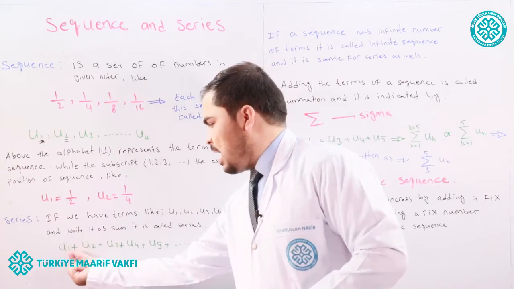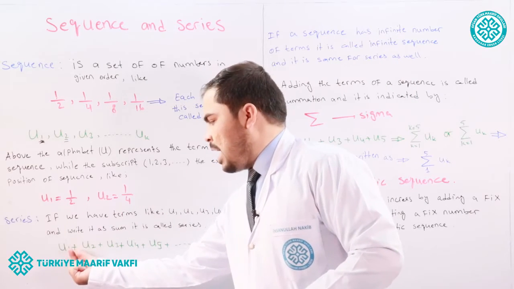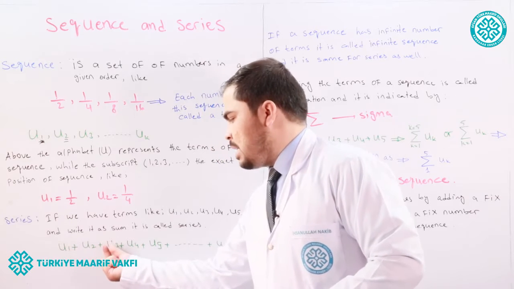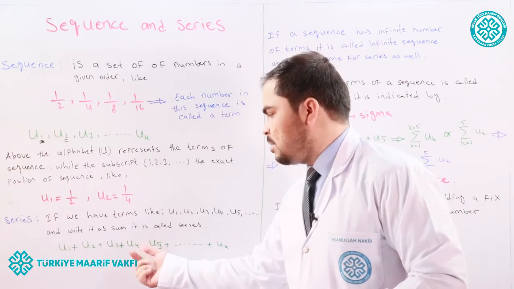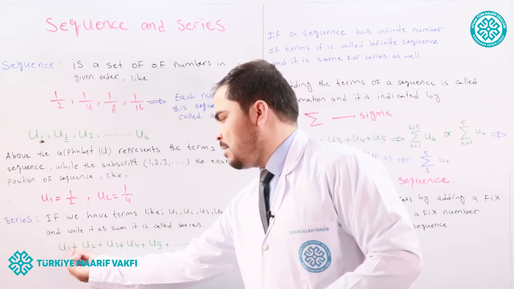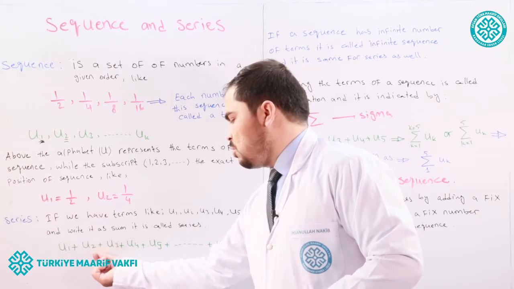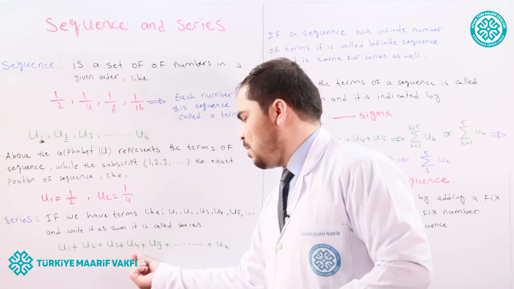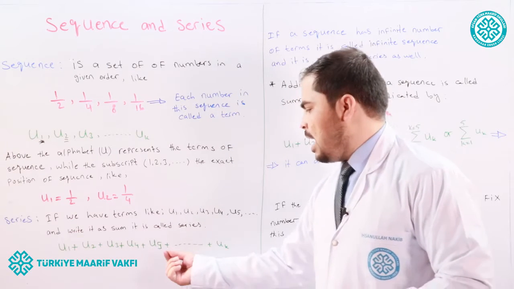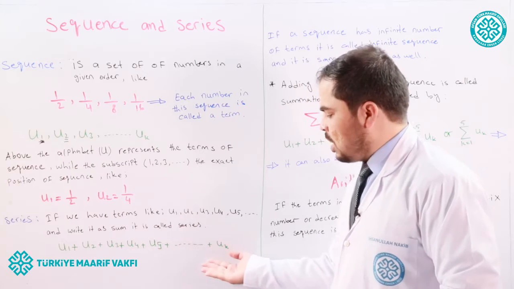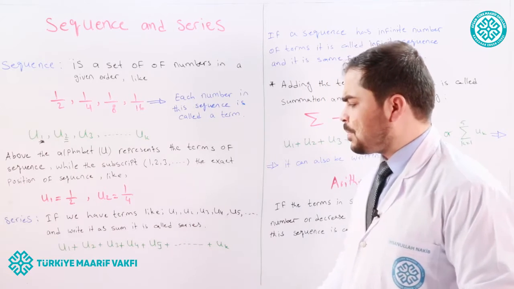Just by writing a plus sign or a positive sign between each couple of terms, or the consecutive terms. Here we have U1 plus U2, U2 plus U3, U3 plus U4, U4 plus U5, and U5 plus U6, and it goes on until plus UK.